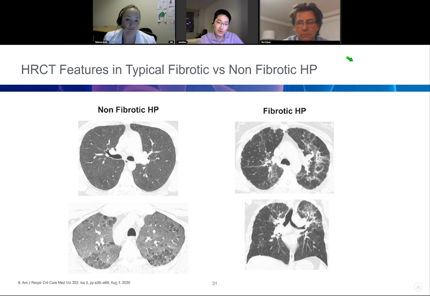So having that distribution of fibrosis being atypical, so not consistent with a UIP pattern, and then superimposed on that, having findings of small airway disease, whether it's air trapping or some sort of centrilobular granular pattern that we saw in the previous case. So that's what you're looking for in both of these cases, the non-fibrotic case and the fibrotic case.